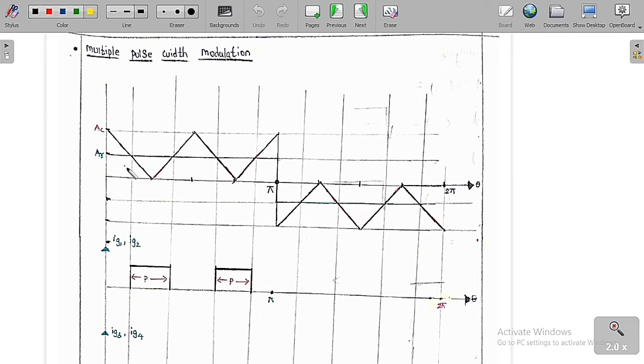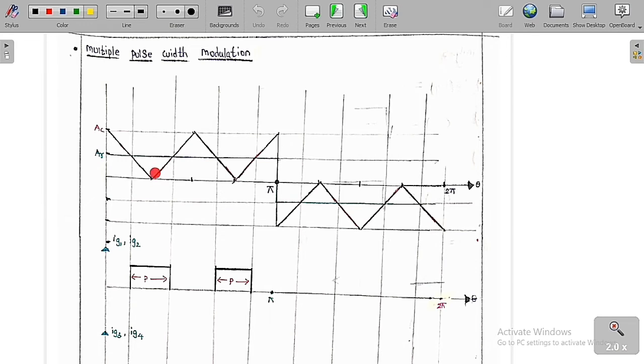But the frequency of the reference signal is the same. Therefore, we are not going to change the frequency of the output signal, because the frequency of the output signal is equal to the frequency of the reference signal, so they both will be the same. Only by increasing the frequency of the carrier signal are you going to increase the number of pulses in a given half of the time period in the output voltage.